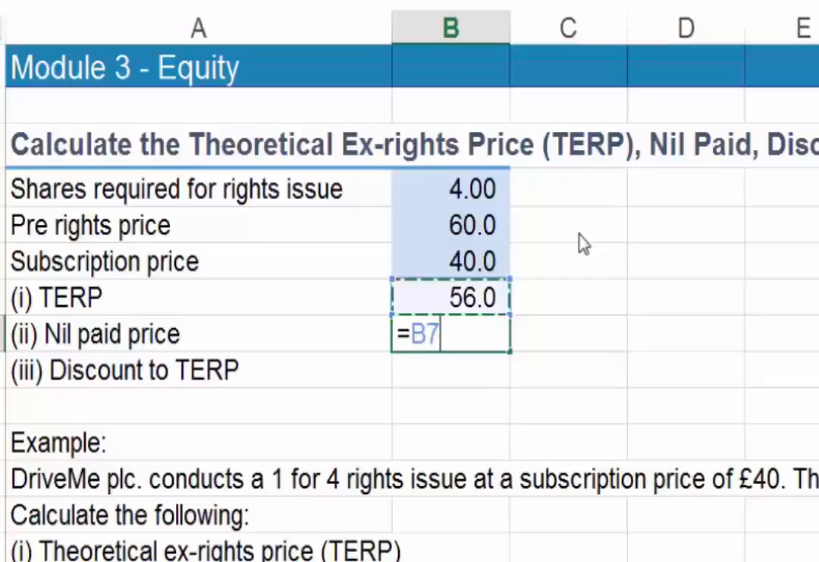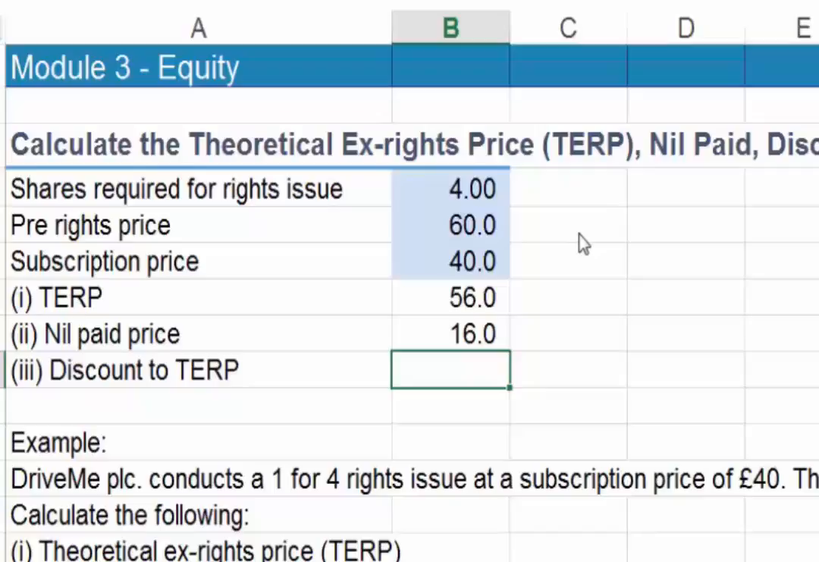The nil paid price, you may remember, is the difference between the TERP and the subscription price. So in this case, the difference between what we just calculated as £56 minus the subscription price, £16. What does that represent? That represents the value of that discount to a shareholder. If you were to sell this right to someone, you should get ballpark 16. There's always a bid offer around these sorts of things, so you might not get the full 16 because someone else might want a little bit of benefit. But ballpark, or theoretically, what you should get for it is 16, and that is actually called the nil paid value, or the nil paid price.